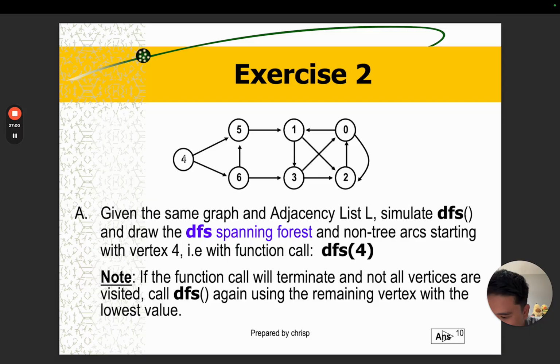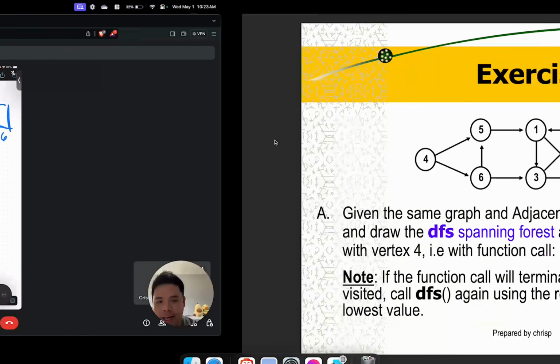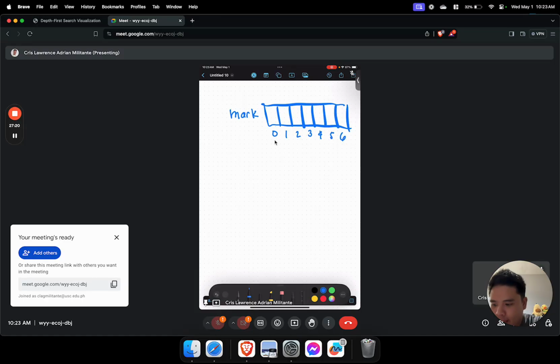Zoom 2, 3, 4, 5, 6, 7. Do I have 7 vertices? Yes, I do: 0, 2, 3, 4, 5, and 6. It told me to start with... Sorry, I wasn't actually even on my screen. So I have mark, and I'm going to start by saying everything is unvisited right now.